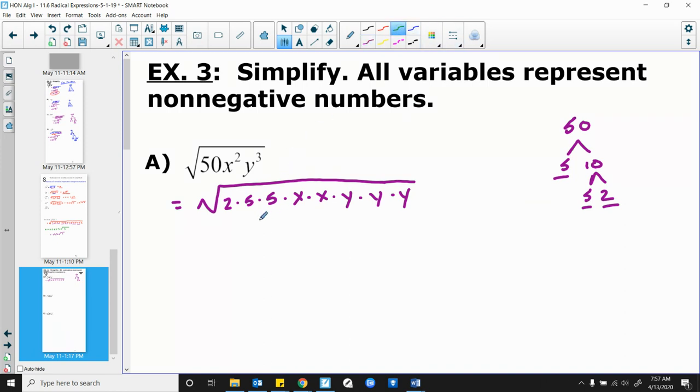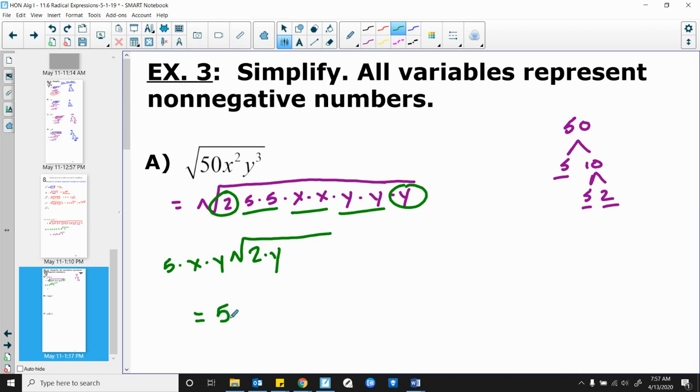Now I can circle all my pairs. So I have 5, I have an x, and I have 2 y's. All of that's going to go outside and become 1. So I'll have 5 times x times y. And then I'll have my radical sign. And then what's left? So 2 times y. When I simplify that, I'll have 5xy times the radical 2y. Again, whatever's left underneath the radical is just the numbers that didn't have pairs.